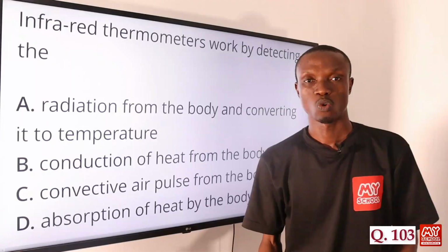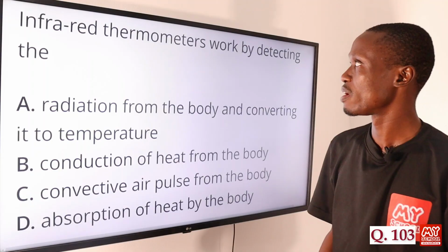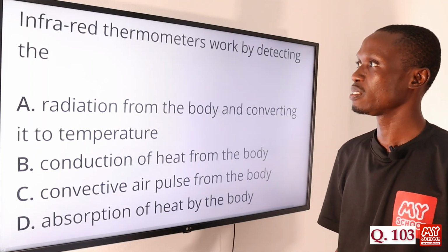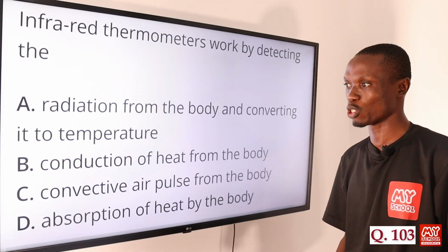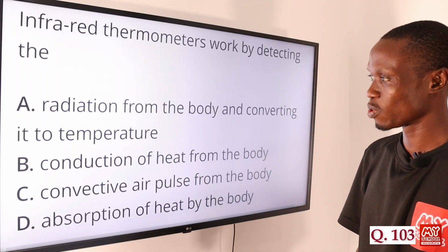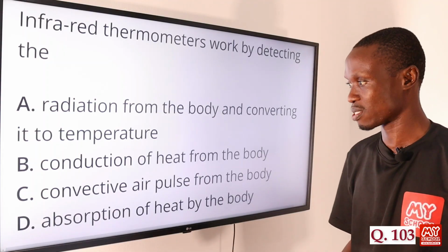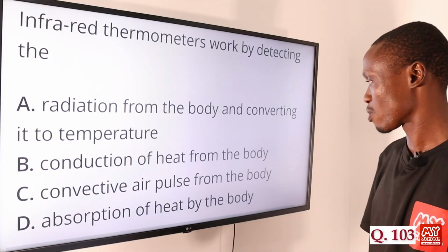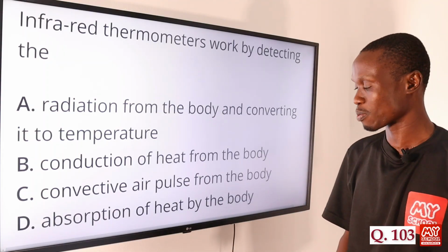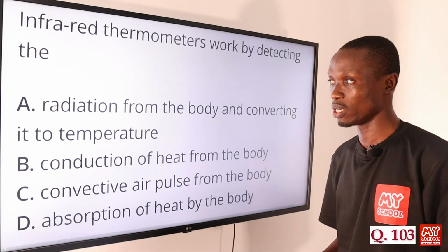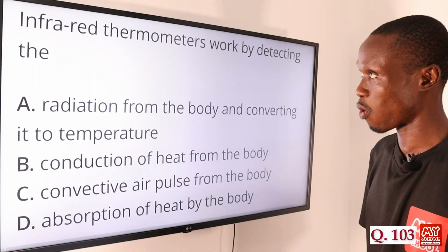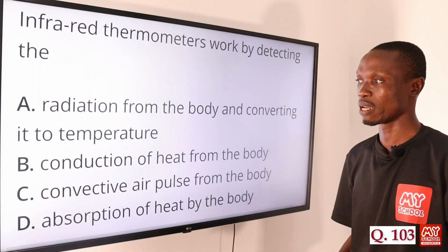1.08 meter. Question 103. Infrared thermometers work by detecting the A, radiation from the body and converting it to temperature, B, conduction of heat from the body, C, convective air pulse from the body, and D, absorption of heat by the body. So the answer to this question is option A, radiation from the body and converting it to temperature.